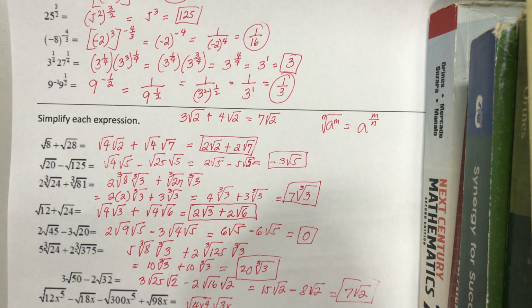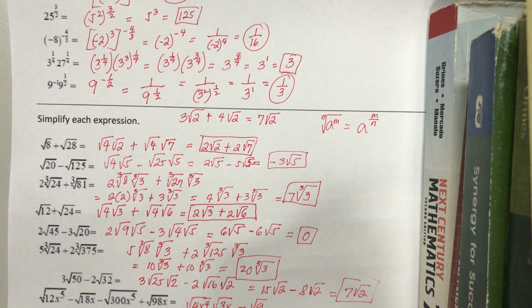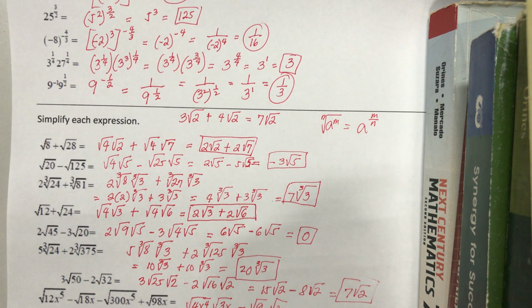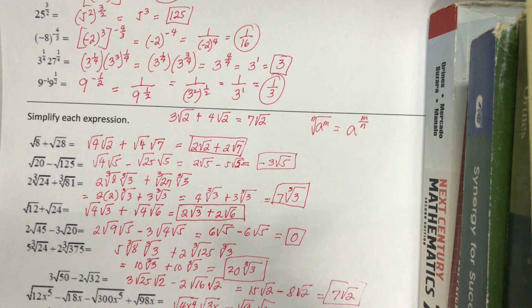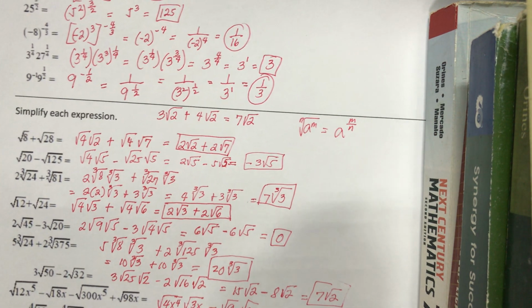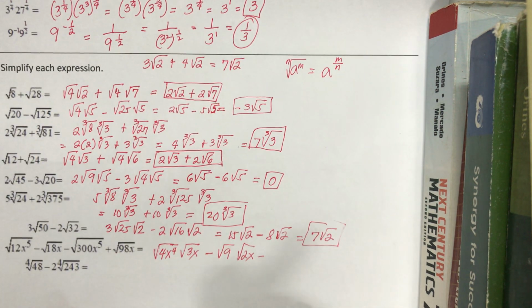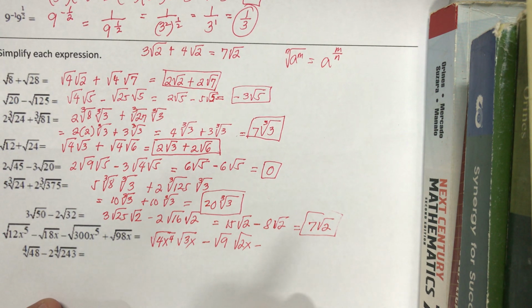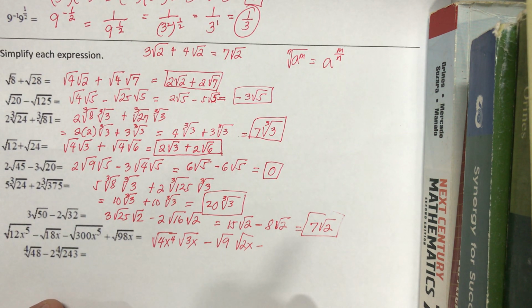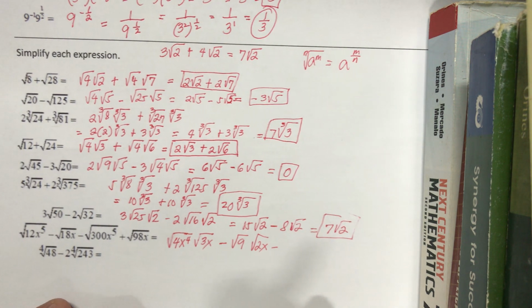So in this case, the index is 2, which is not written, while m is 4. On the other hand, the square root of 18x will be rewritten as the square root of 9 times the square root of 2x, since 9 times 2x is 18x.